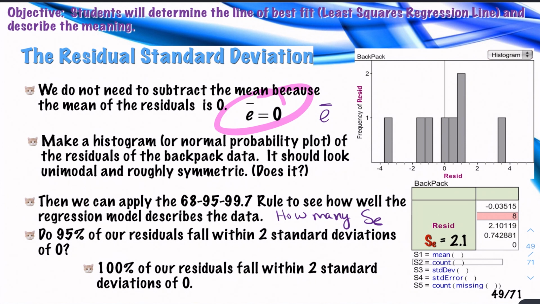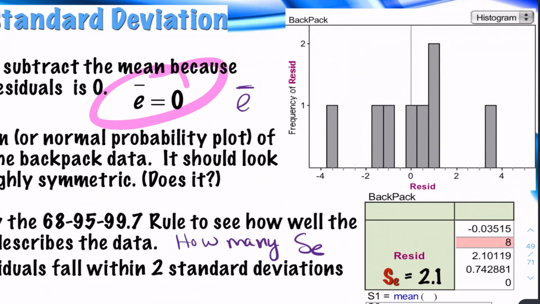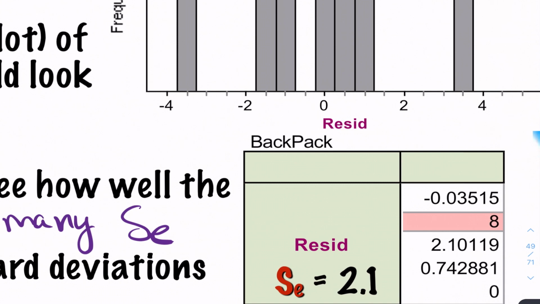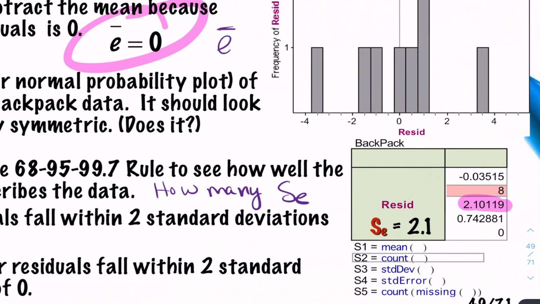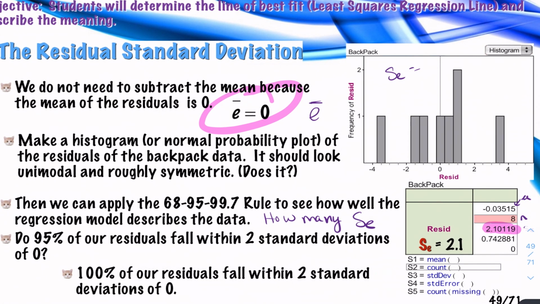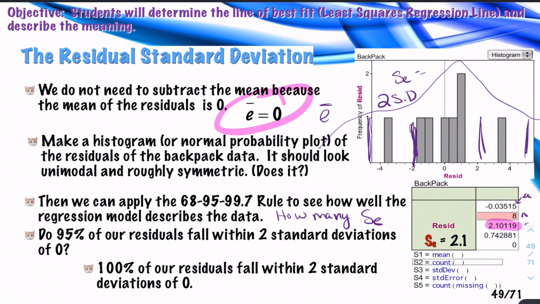Well, if we're looking at the histogram, all of our data is within 2 standard deviations because our standard error, if we look at our table, is this line right here. Also note, this is our mean, this is our n, this is our standard error, and then count missing. So we have all of them. What we're looking at is 2.1. If I went 2.1 to the right and 2.1 to the left, that would be 1 standard deviation, give or take. If I went another 2.1, all of my data is within 2 standard deviations of my mean, or of 0.